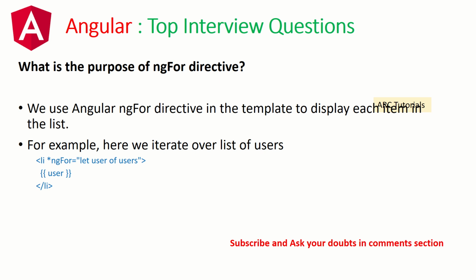Now we talked about structural directives. ngFor is an example of a structural directive because it will change the template's look and structure. So what is the ngFor directive? What is the purpose of it? We use ngFor to display each item in a list. If you have a list or a JSON object or an array, let's say in this case users, we will use ngFor to loop over each item and display it. Think of it as similar to a for loop in any programming language.